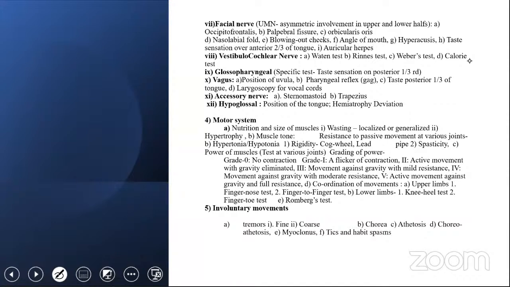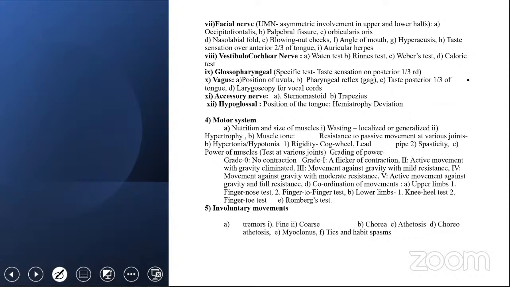Vestibulocochlear nerve: rattle and chest test, Rinne's test, Weber's test, caloric test. You identify whether air conduction is better than bone conduction. The glossopharyngeal specific test is taste sensation on the posterior one third. Vagus: position of the uvula, gag reflex, taste on the posterior one third of the tongue, laryngoscopy for vocal cords.